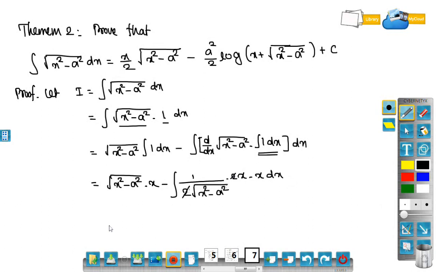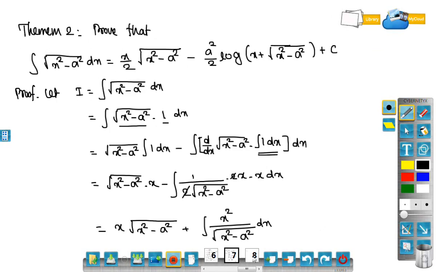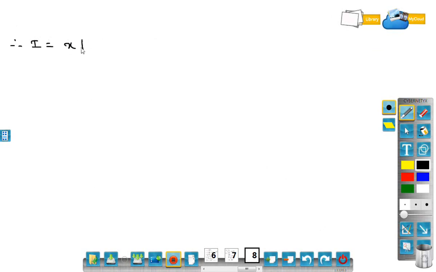The 2 gets cancelled and we are left with x under root of x square minus a square plus the numerator is now x square divided by under root of x square minus a square dx. Okay, so now I will call this again I. It is equal to x under root of x square minus a square plus.